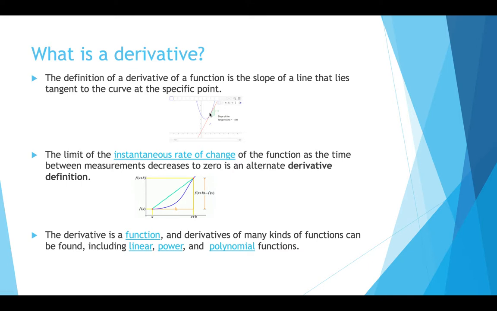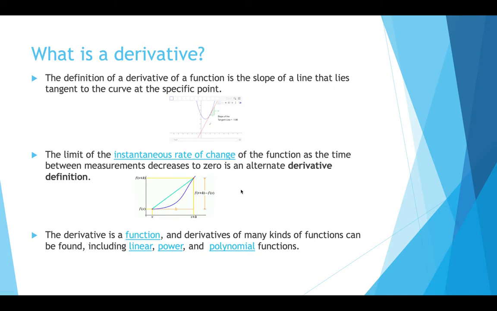Alternatively, the derivative can be defined as the limit of the instantaneous rate of change of the function as the time between the measurements decreases to zero. So here we have a picture of that. The rate of change is going to be the change in y, so f of x plus h minus f of x, over the change in x. If we have x and x plus h, we do x plus h minus x, we get h.